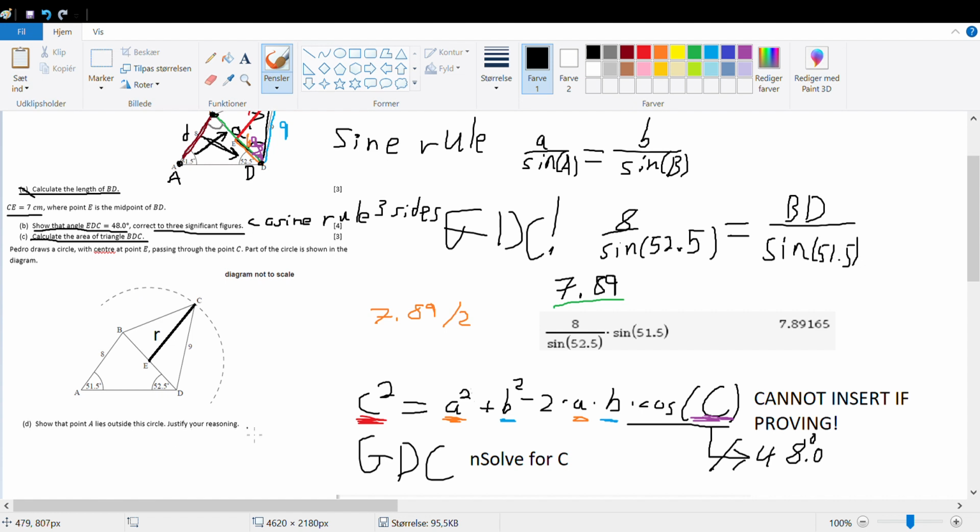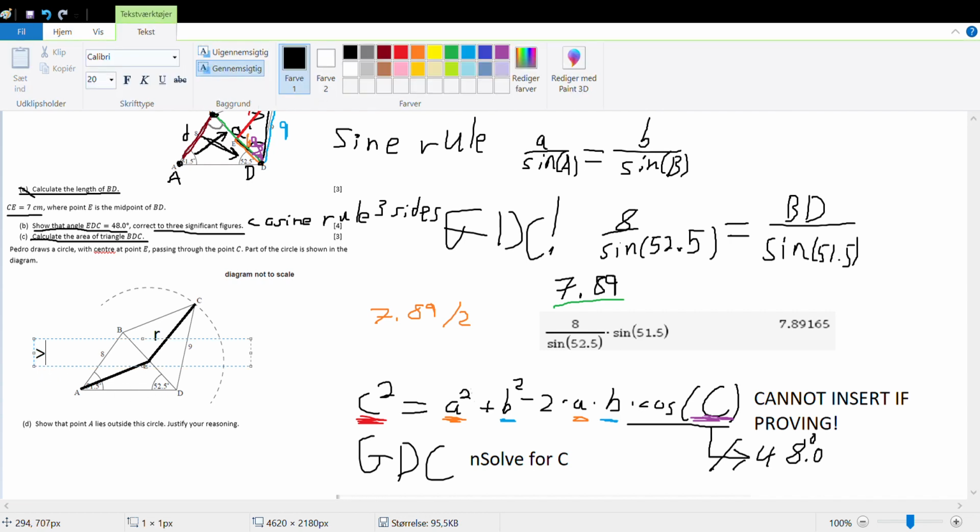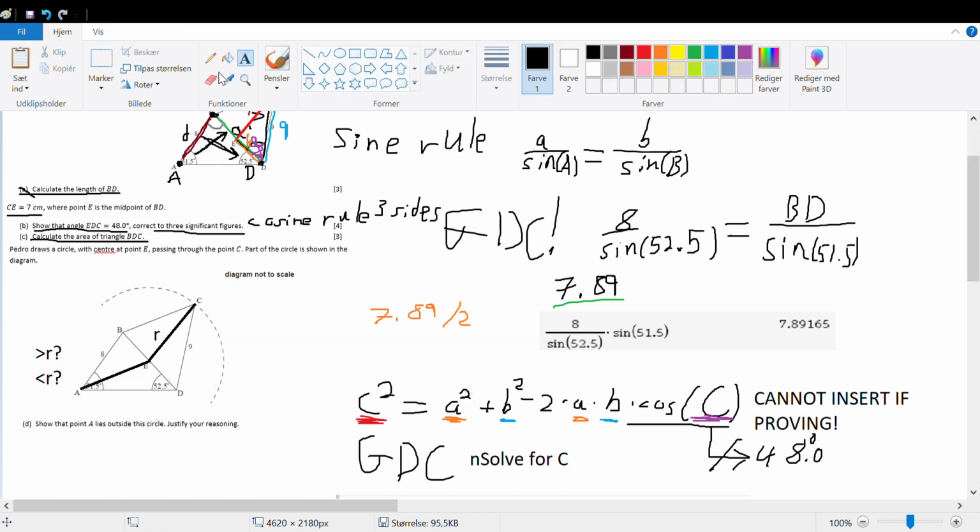Justify your reasoning. So we need to try and see if we can figure out whether or not this one is smaller than R or bigger than R. So basically the question is it larger? Is it less than R, or is it larger? Which one of these cases are we in? So how are we going to show this? I'm going to choose an exceedingly simple way. I'm going to look at this and say, okay.